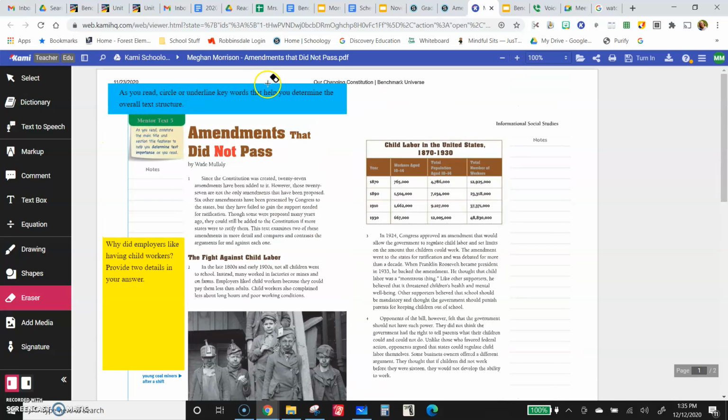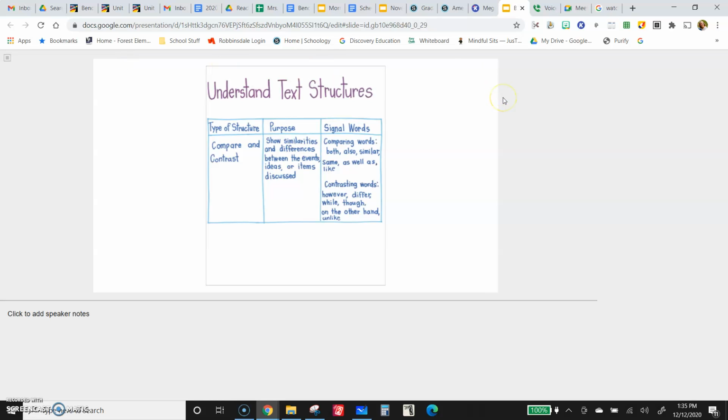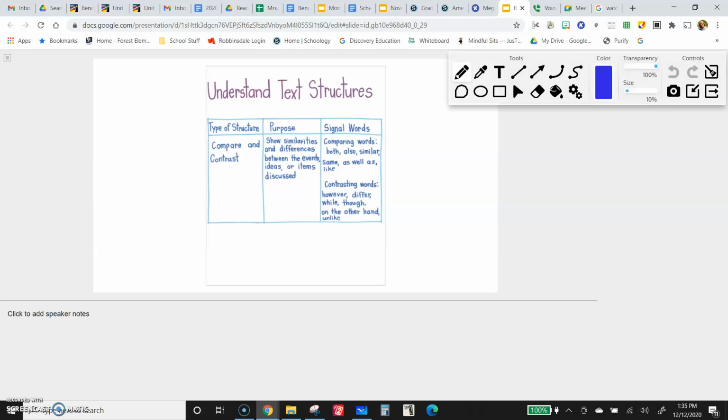So the first thing you need to do is circle or underline keywords that help you determine the overall text structure. It's a big, big statement, but text structure is how the text is organized. And text can be organized in a variety of ways. One of the ways they can be organized is compare and contrast. So that's what this text is organized by.